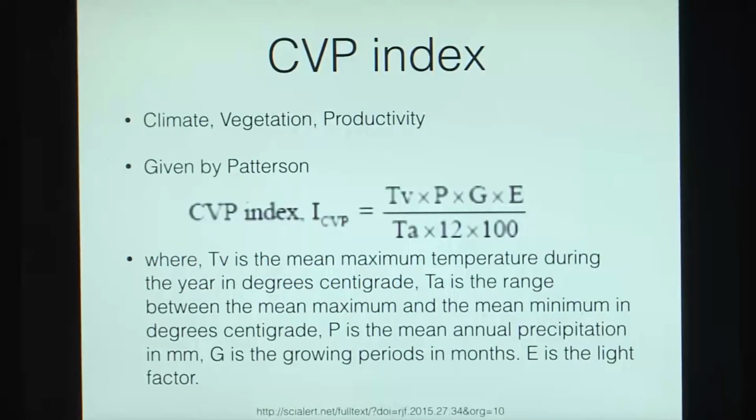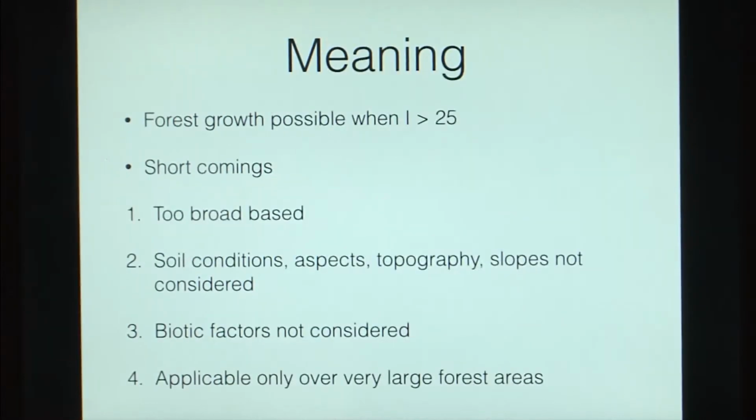So, in the case of CVP index, we define this index I is equal to TV by TA multiplied by P multiplied by G by 12 and multiplied by E by 100. So, that will give us a value, and if that value is greater than 25, then we can have forest growth. Then we also looked at its limitations.